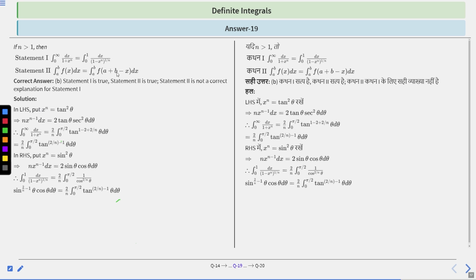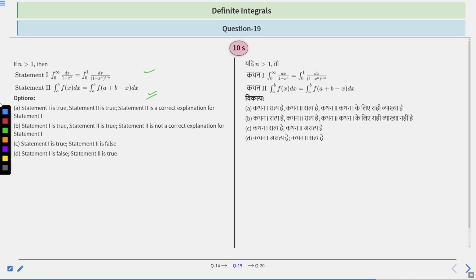But you have not used this property. While this property is right in view of definite integration, we have not used this part in this solution. Therefore, statement 1 is right, statement 2 is right, but statement 2 is not the correct explanation of statement 1, right? Therefore, I think option B is the right choice. B is the right choice. Got it?